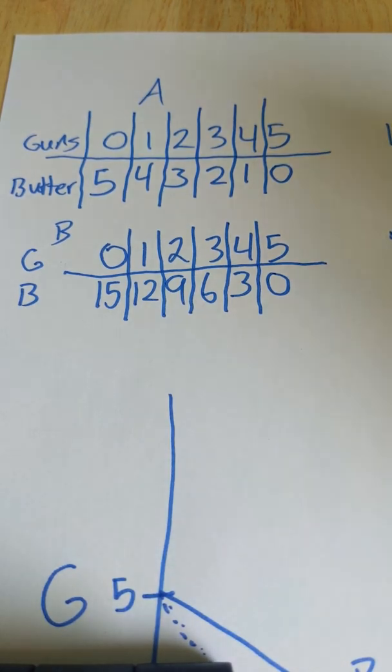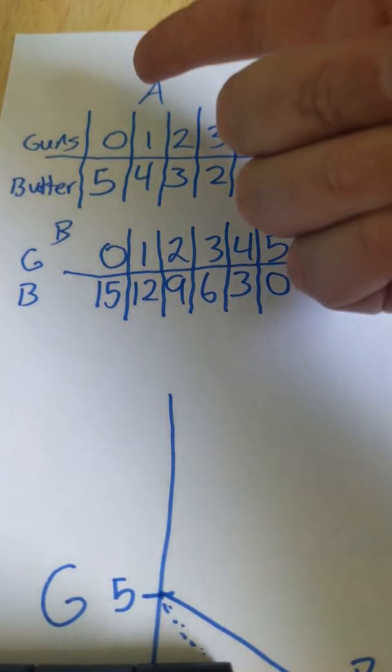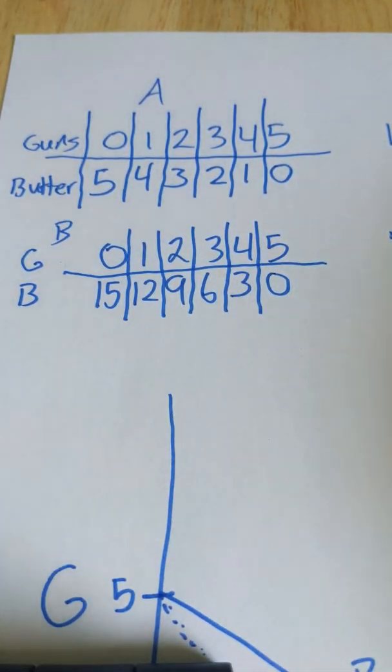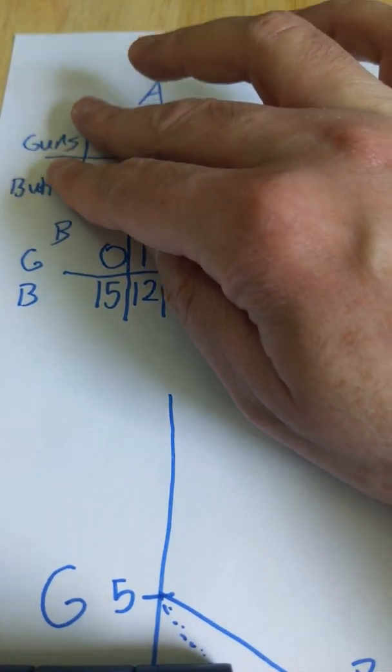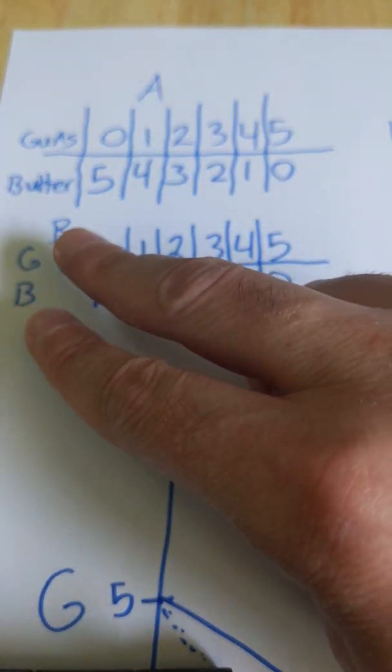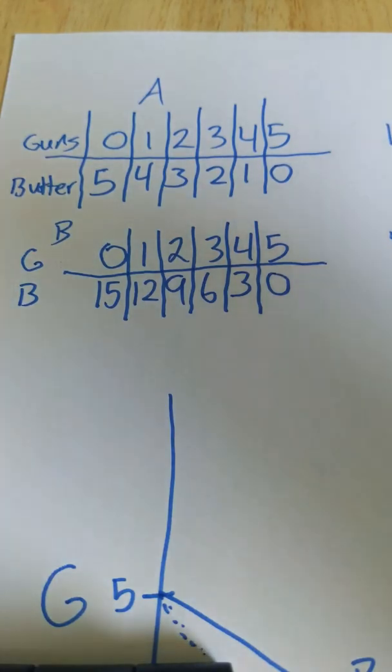All right, so what we have is two nations, Nation A and Nation B. I'm keeping it simple and not coming up with fancy names just to make it easy and to avoid any copyright or anything like that. So Nation A produces guns and butter. Nation B also produces guns and butter.